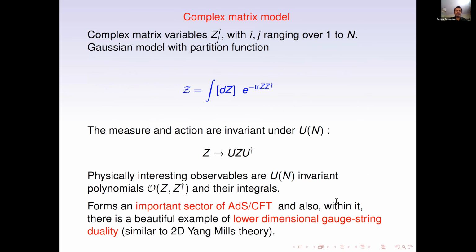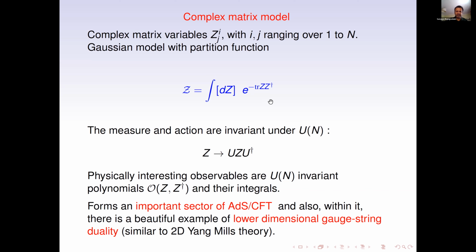So the main subject of this talk will be complex matrix models and tensor models. So here is a definition of the complex matrix model. We are interested in this partition function, which is defined using integration over complex matrices. Here's a Gaussian measure. This measure and the action here are all invariant under UN.